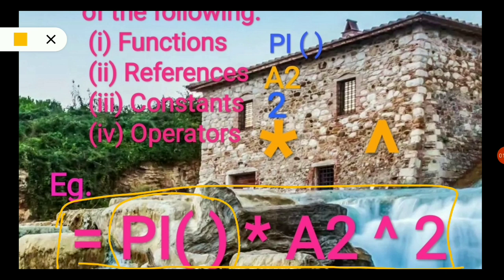Pi, open bracket, close bracket is a function. Which is reference? A2 is the reference. Which is a constant? 2 is the constant. And which are the operators? Asterisk and caret are the operators.